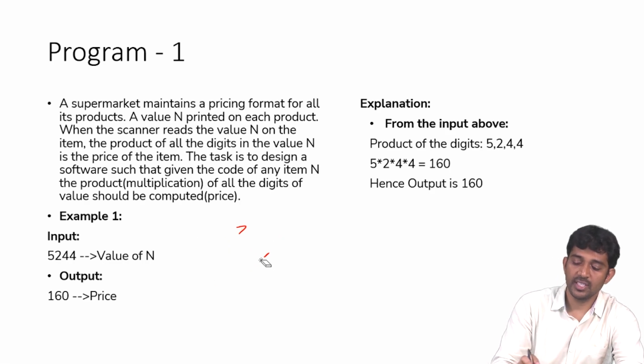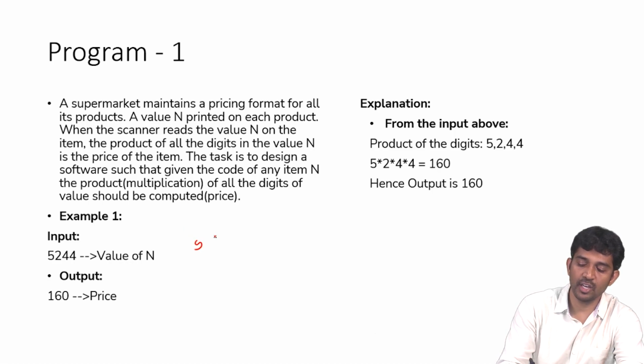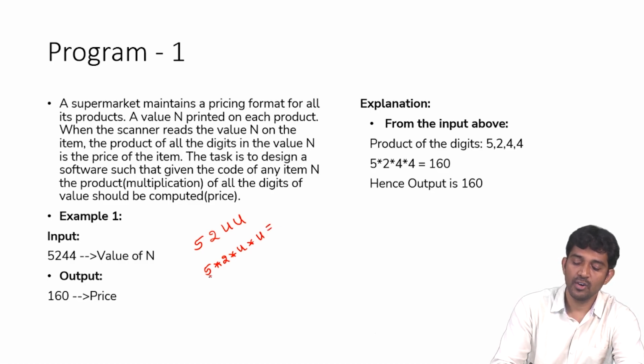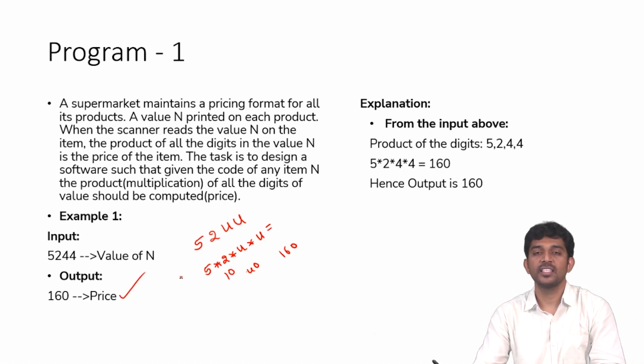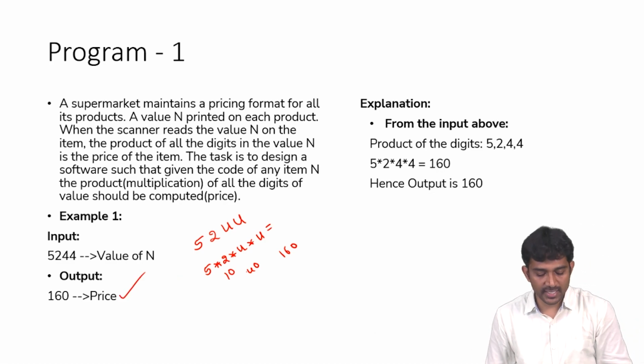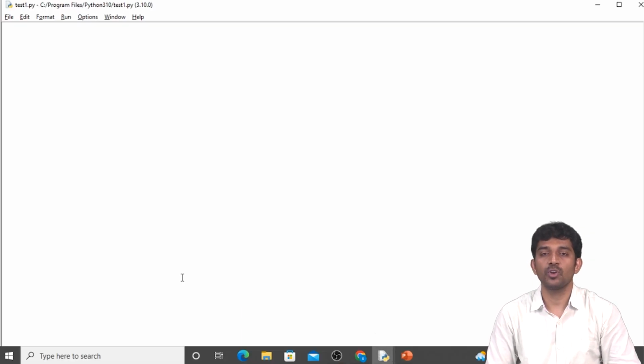This is the program. When you observe 5244, this is the n value. 5244 means 5 into 2 into 4 into 4. Then what is the result? 5 twos are 10, 10 fours are 40, 40 fours are 160. Got it? The answer is 160. This is the way we need to write the code. Let us see how to implement the code of the program.